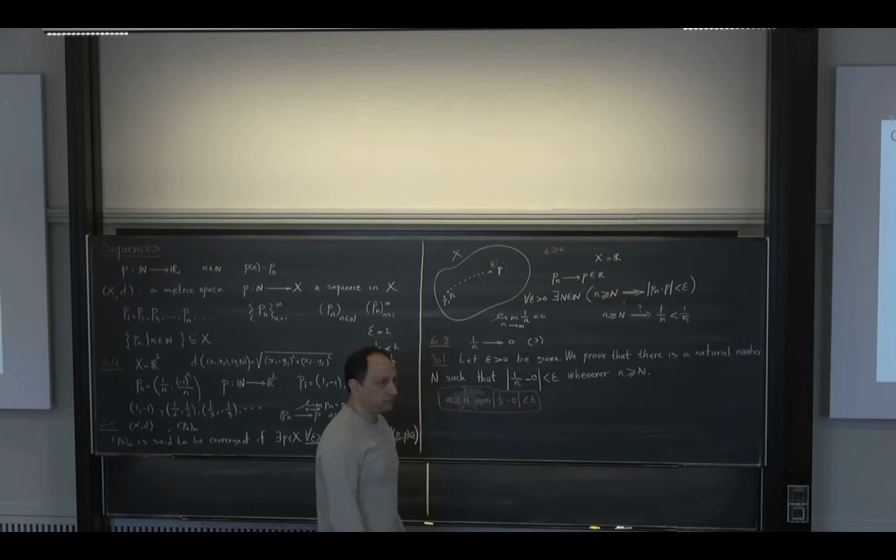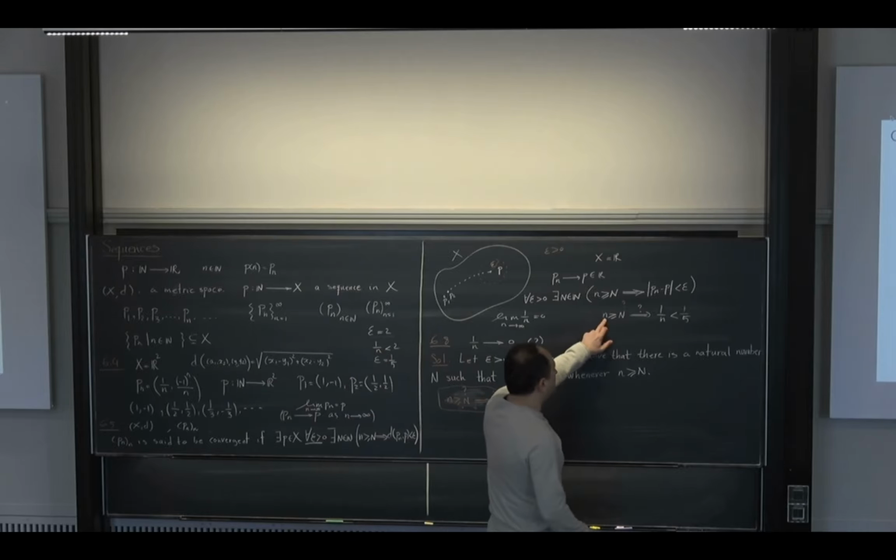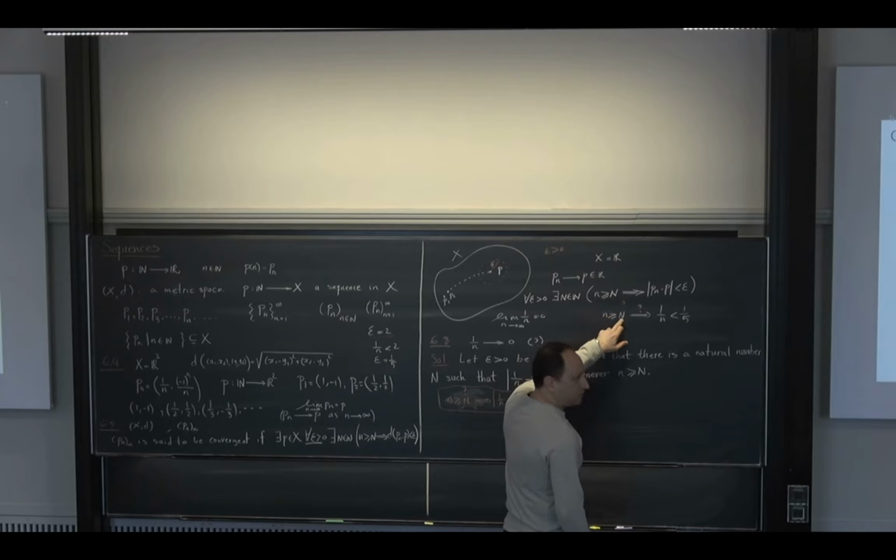6 or greater. So there is not a unique choice, yes? Because can I choose 5? No, because if I choose 5, one possibility is that n is 5. Then 1 over 5 is not strictly less than 1 over 5. So I cannot choose 5.